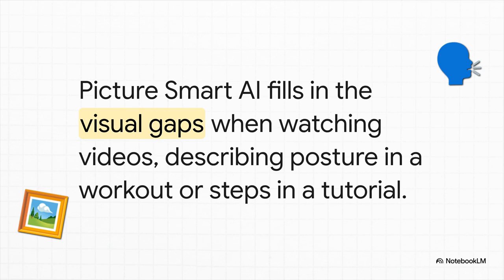Well, think about it. You're watching a YouTube video on how to do a specific exercise, and the person doesn't actually describe their posture. Or maybe it's a cooking video, and they do some fancy knife technique without explaining it. That's where Picture Smart AI comes in. It can fill in those visual blanks for you.